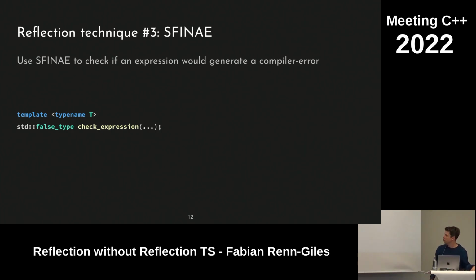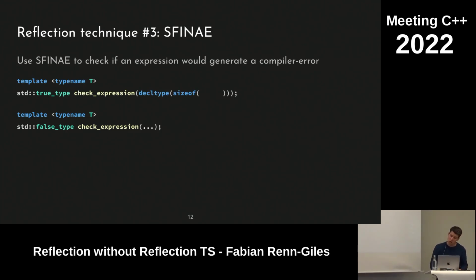We write a function check expression that for any arguments just always returns false. Then we write an overload for this, which again is check expression, takes a single argument of type size t, and then we put our expression involving t in there. And if it's well-formed, then that overload will be considered, and it always takes a higher priority than the first one. So it would always use that overload if it's well-formed. If it's ill-formed, SFINAE will ignore that overload and only use the second one.